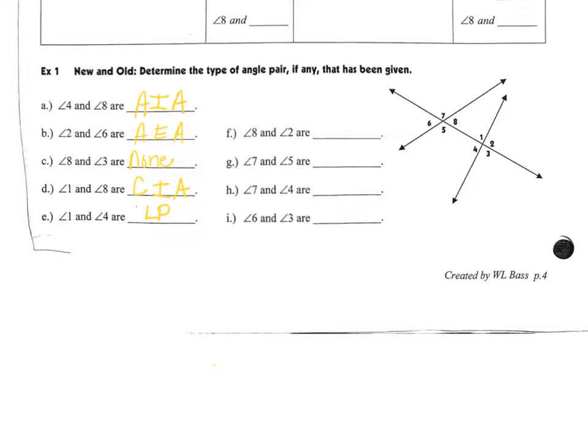Next, we're looking at angle 8 right here and angle 2. On the same side, one in the interior, one in the exterior. Those are what we call our corresponding angles. Next, we have angle 7 and angle 5. And we're bringing back something from previous chapters also, that what we have here are our vertical angles.